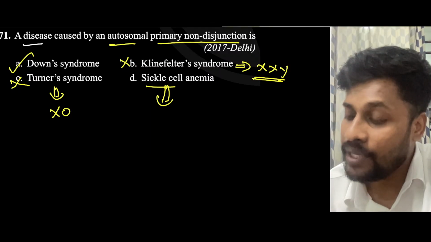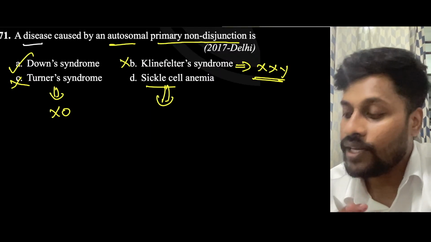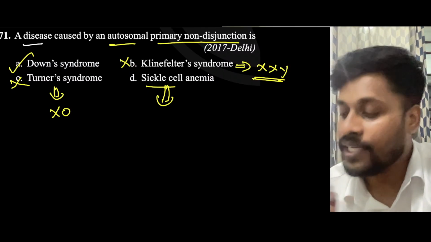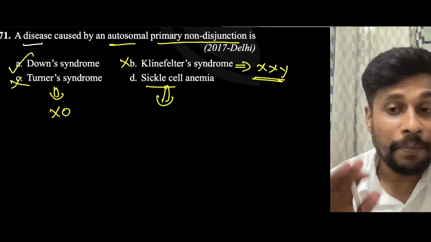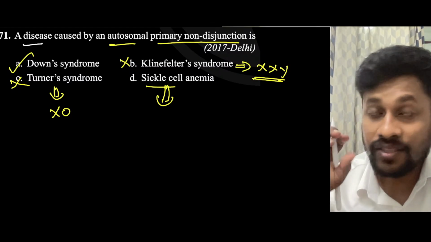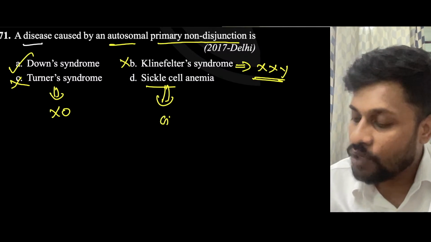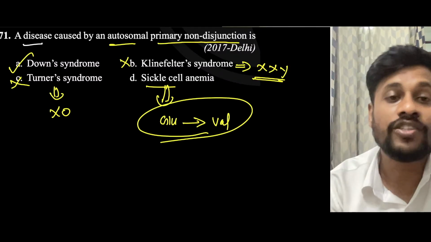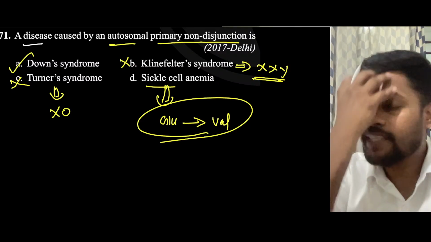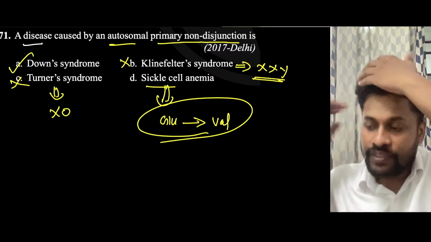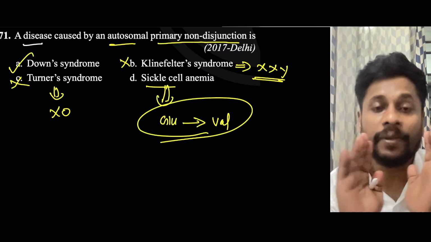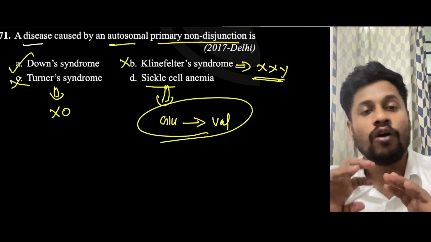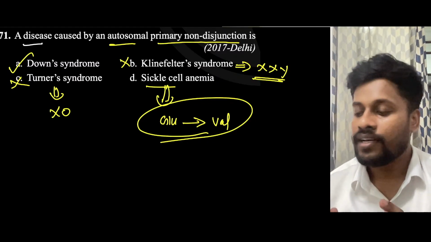Now, in case of sickle cell anemia, there is no change in chromosome number. In case of sickle cell anemia, what happened? Chromosome number is same only, but the structure is changing. For example, instead of glutamic acid replaced by valine, structure got changed, but there is no change in chromosome number. So if there is primary non-disjunction, then there will be a change in chromosome number. If it is on autosome, then change in the number of autosomal chromosome.